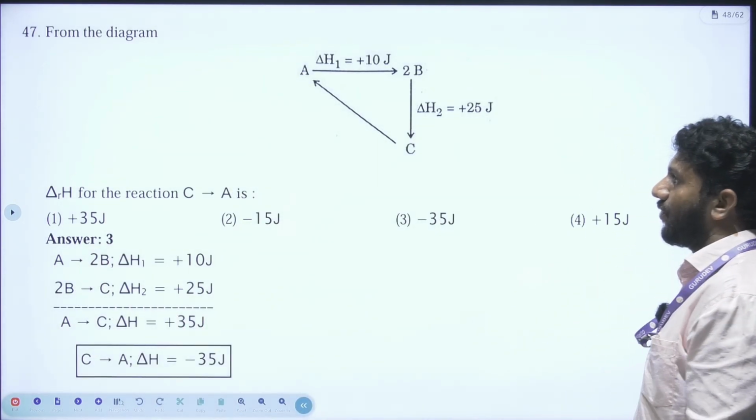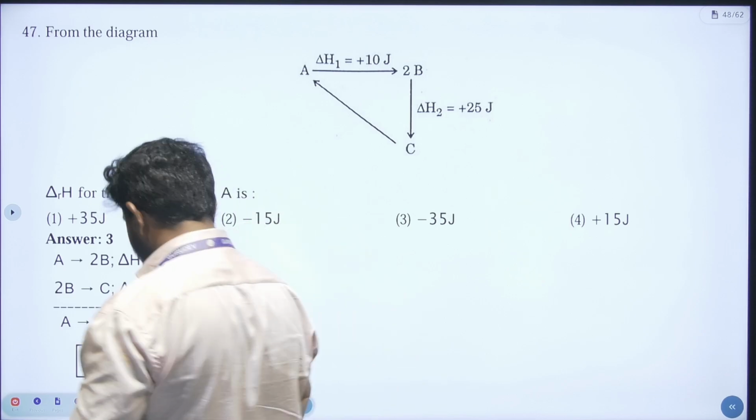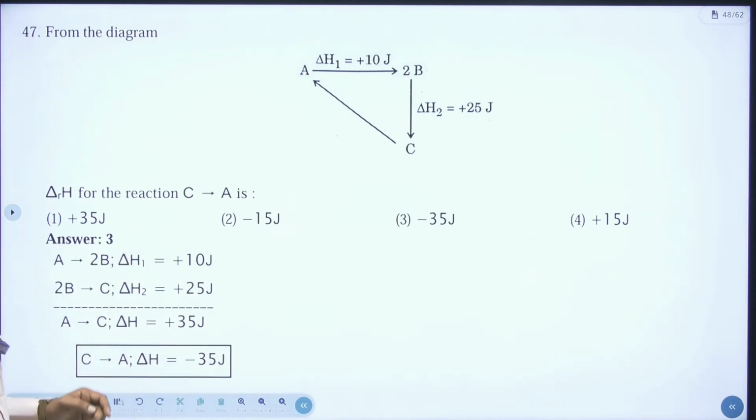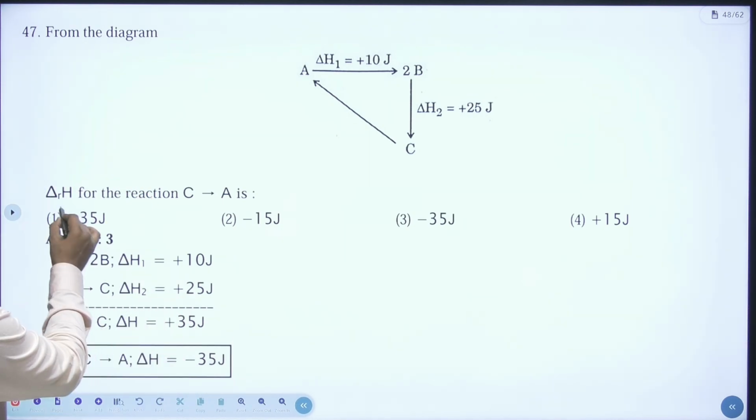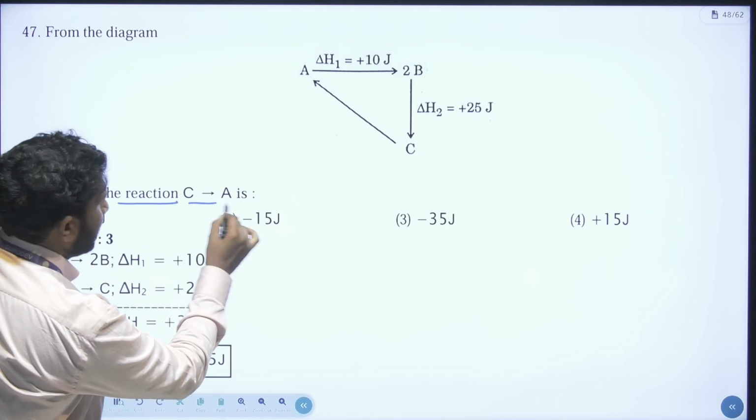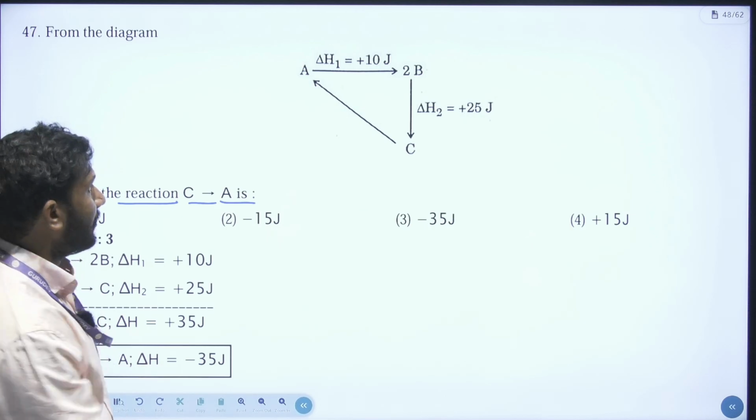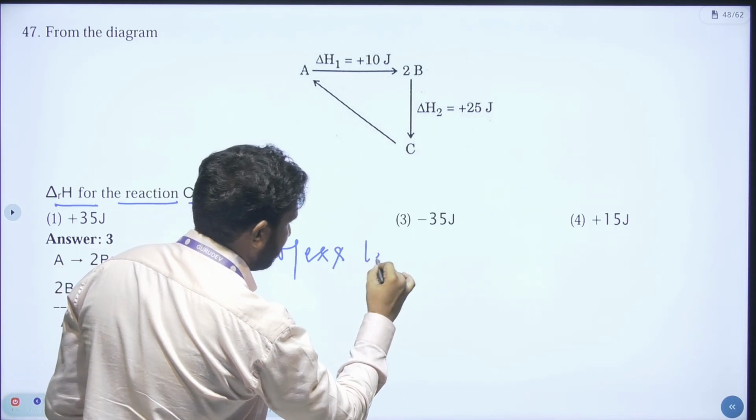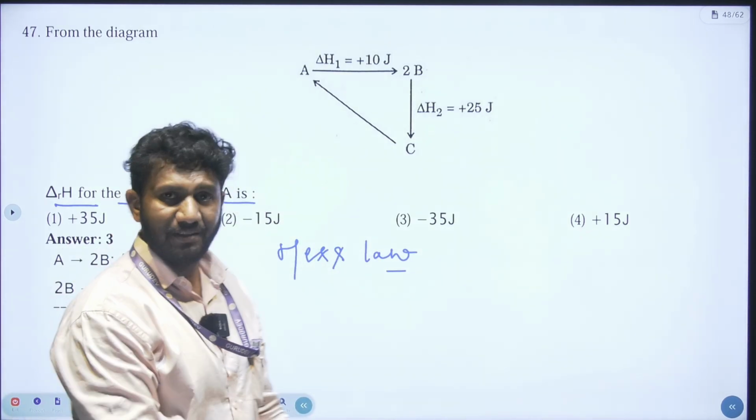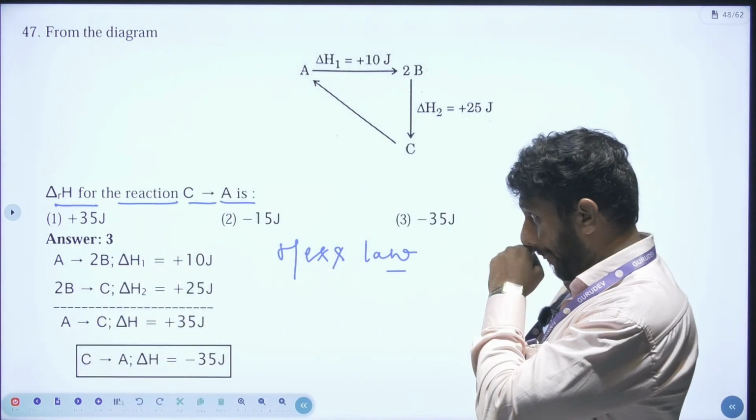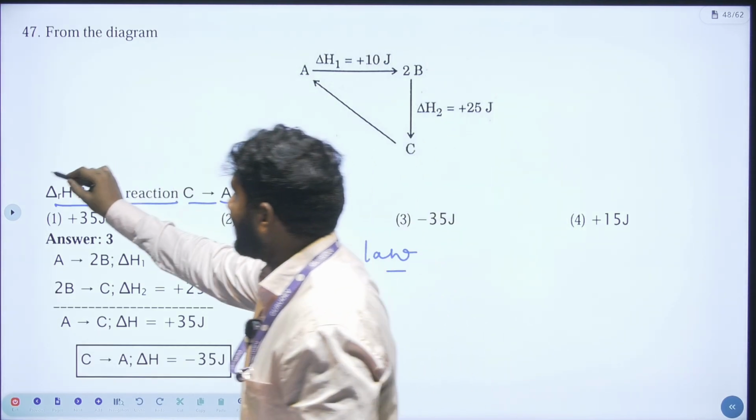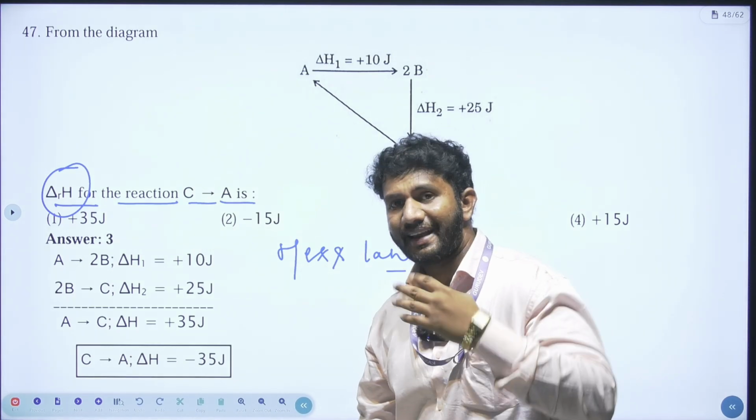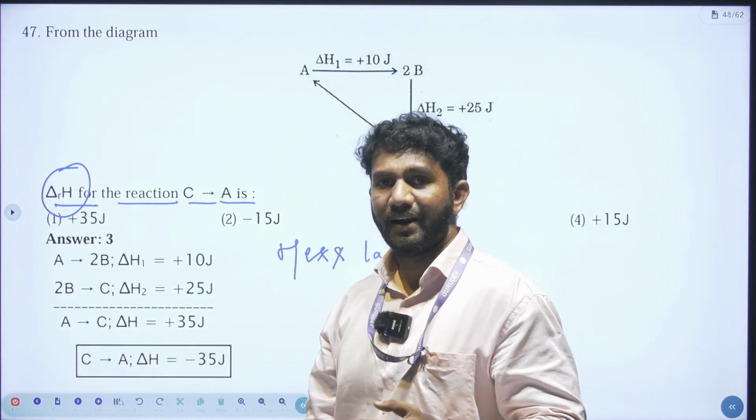So question number 47 from the diagram. Okay, so this question is from thermodynamics topic. So here enthalpy change for the reaction from C to A is asking. So here this is based on Hess's law topic. Hess's law means, okay, so enthalpy change for a reaction, if it takes place in one step or number of steps, it remains same.